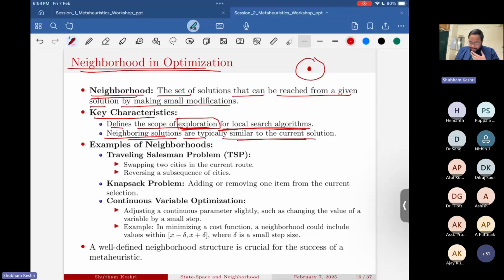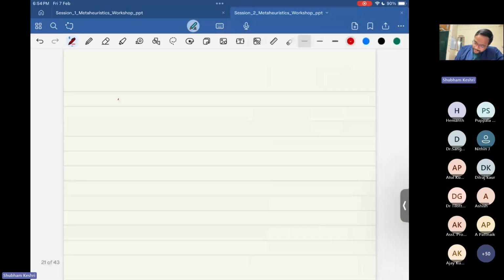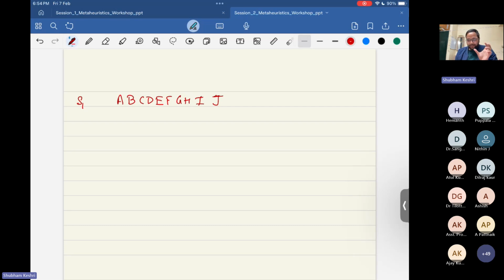So examples of neighborhoods. For the traveling salesman problem, we can swap two cities, or reverse the sequence of two cities. Let us see some examples. Suppose we have a permutation of A, B, C, D, E, F, G, H, I, J. So this is a 10 city problem and this is solution 1. Suppose you are at this solution and you are trying to find a neighbor of this solution. There are many ways to modify a permutation solution. First is insertion.